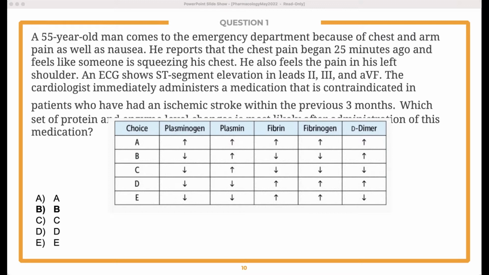That leaves us with answer choice C. C is incorrect because the D-dimer is decreased, which actually needs to be increased instead. So that answer can be eliminated as well. Why is A wrong? A is wrong because plasminogen is going up. That can't happen because plasminogen is being converted to plasmin. And if plasmin is going up, then fibrin and fibrinogen must go down. That's not happening there. Plasminogen and fibrin are both going up. So that's why we can eliminate those answer choices, leaving us with answer choice B.